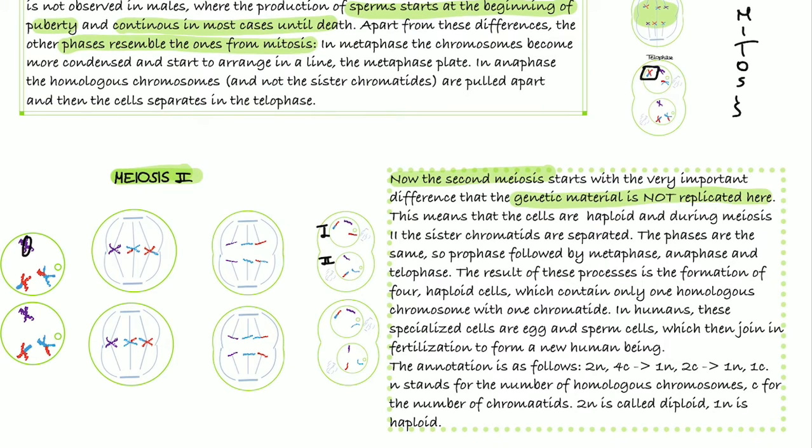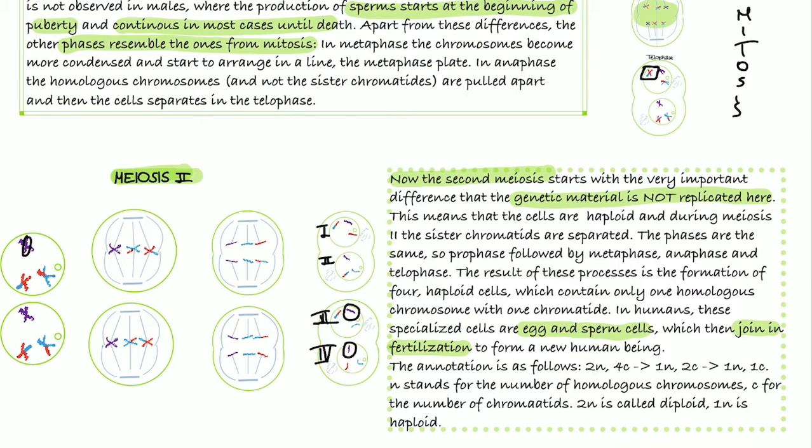And they all contain only one homologous chromosome, and they all have just one chromatid. In humans, as I mentioned before, these cells are called egg and sperm cells, and they join in fertilization to form a new human being.